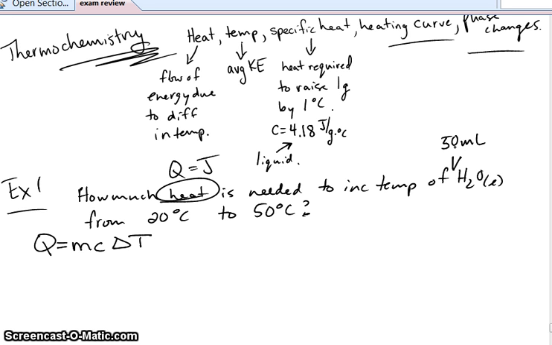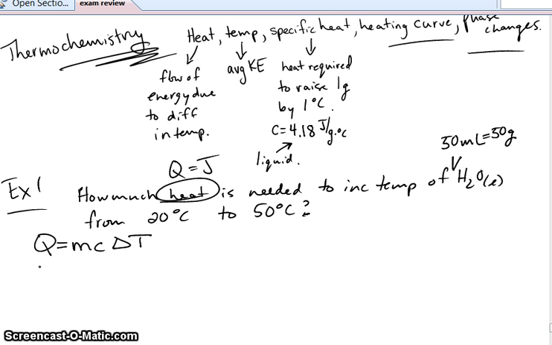But what's true about water? Water has a density of 1 gram per milliliter. So that means 50 milliliters of water equals 50 grams of water. Is this true for any other substance? Maybe there is another substance that has a density of 1, but not one that pops into my head. So this really only works for water, but it's something we do a lot.